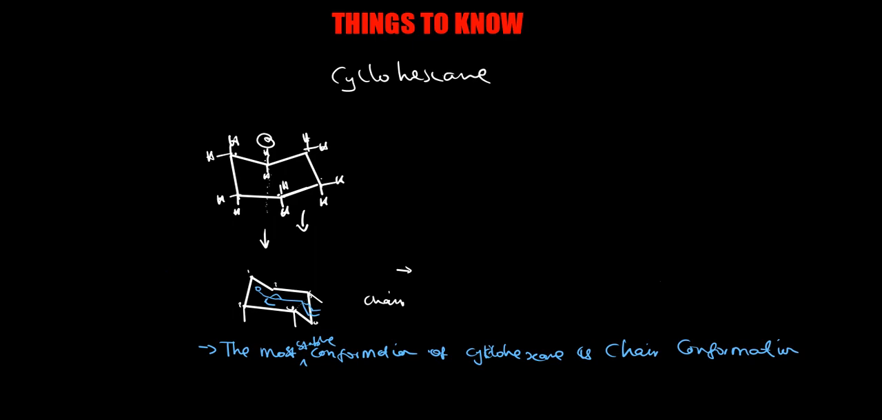So what I've just formed there can be of two types. There are two of them, and these two will also have similar energy. So when you see them, don't get confused, just know that this is the chair conformation of cyclohexane. So it will look like this.